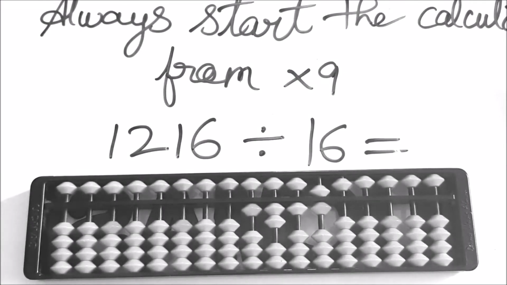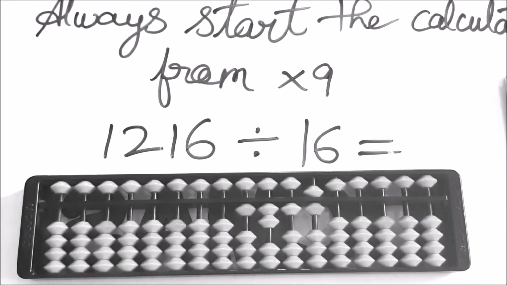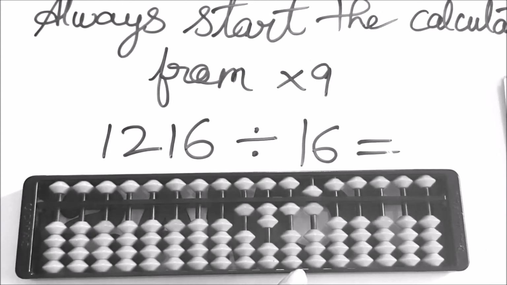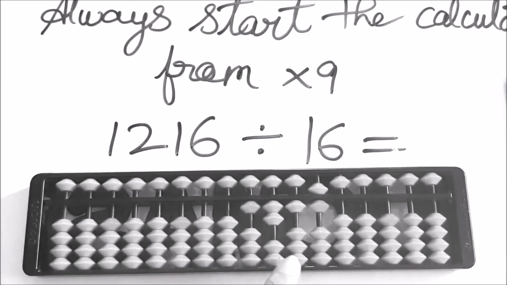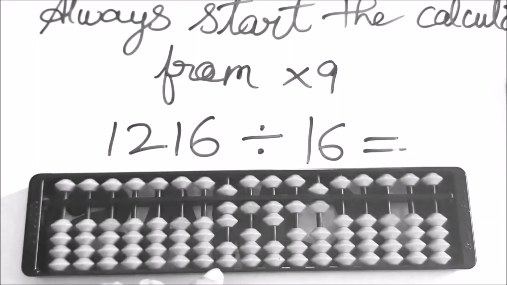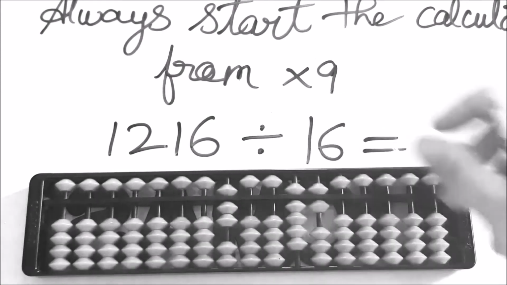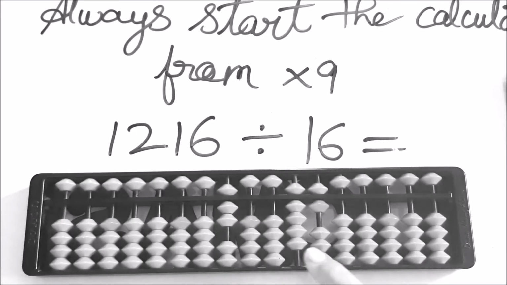Now we'll do 16 into 7. Remember we have learnt multiplication of 2 digit into 1 digit, that we have to do mentally. So we take 16 into 7, that is 112. So we can subtract 112 from 121. Now the last number 2 will be subtracted here. So we leave 2 rods and place the answer on this rod, that is 7. 16 sevens are minus 1, minus 1. Minus 2 is minus 10 plus 8. Now the remaining number on the abacus is 96.